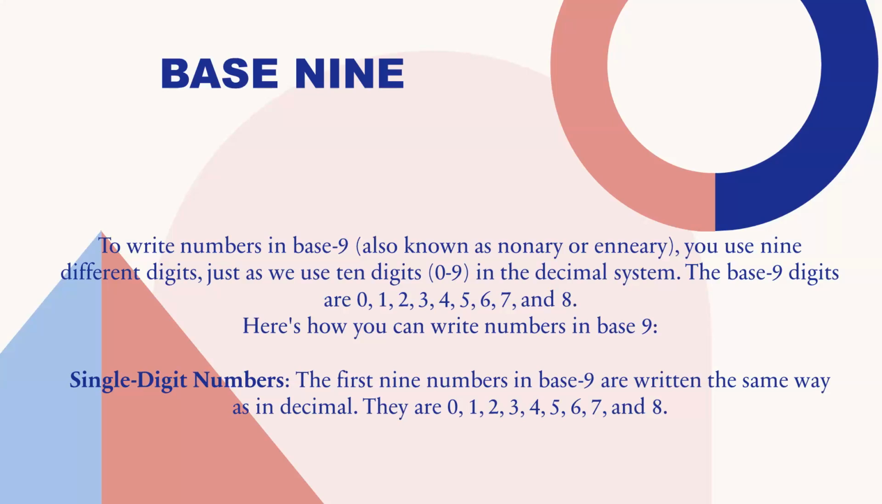If I have 2 bundles of 9s and I have 3 singles, that will be what? 23 base what? 9. Do you understand?